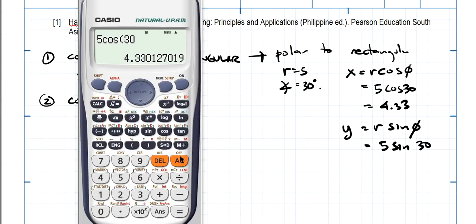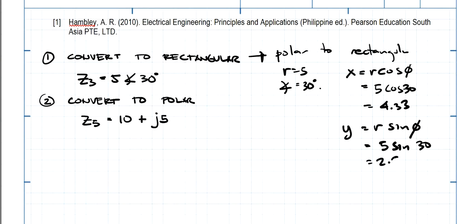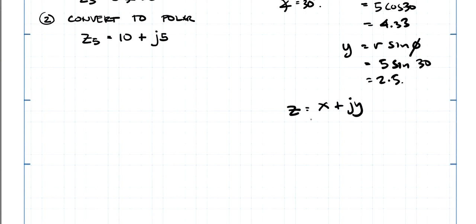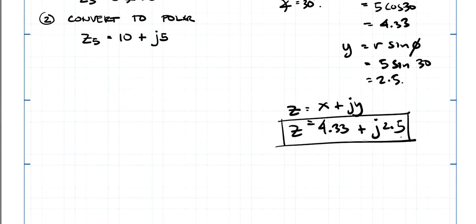So we input this into the calculator, 5 times sine 30, and this is 2.5. Therefore, our z in rectangular form is x plus jy. Our x is 4.33, plus, because this is positive, plus j 2.5. Okay, so there we go.